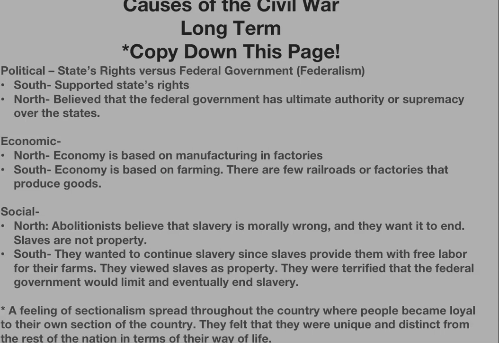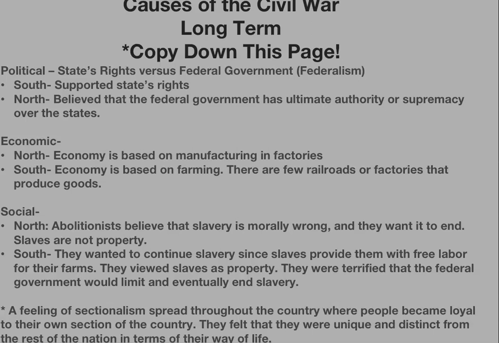And as time goes on and America expands further west, they become terrified that the U.S. government is going to limit their ability to have slaves and is eventually going to end slavery. So what we're seeing here is that this feeling of sectionalism is spreading throughout America, where some people are starting to feel that their way of life is completely different.